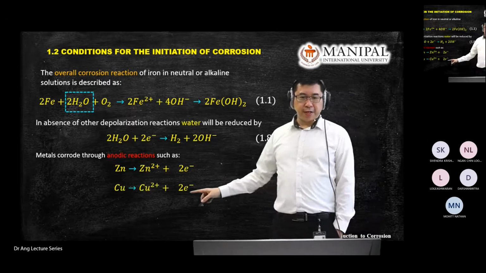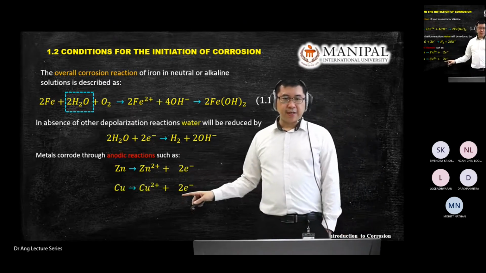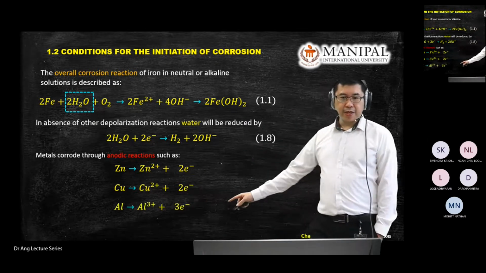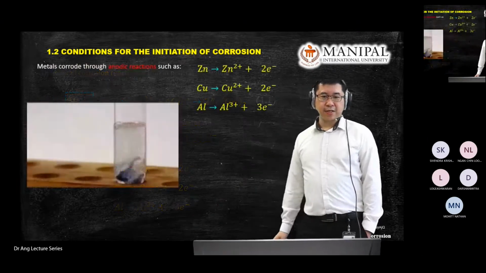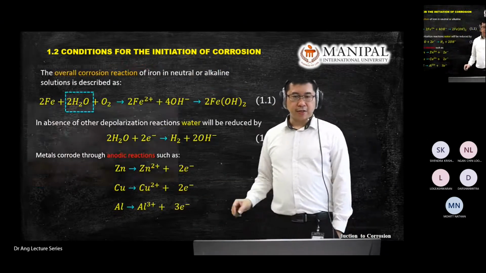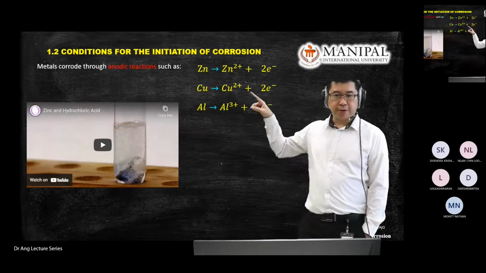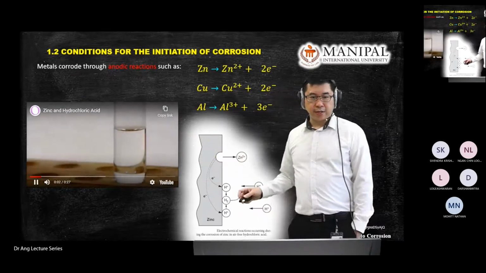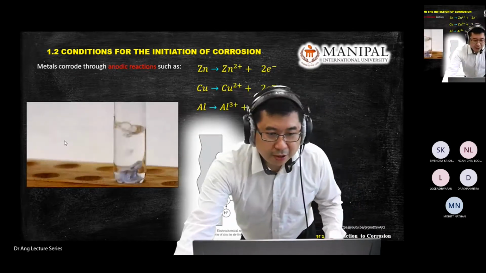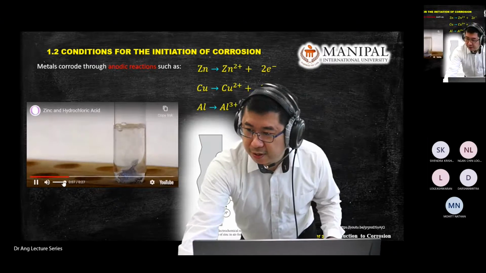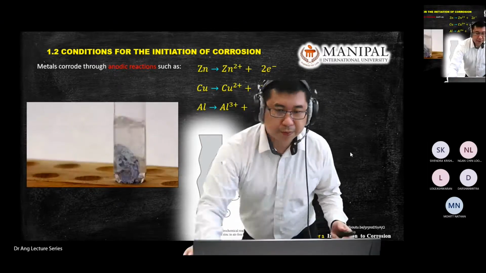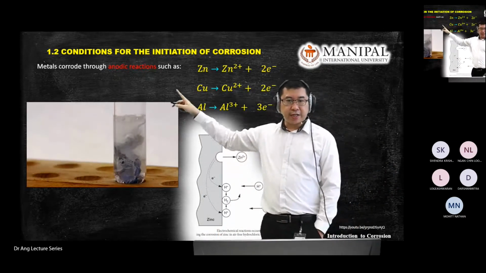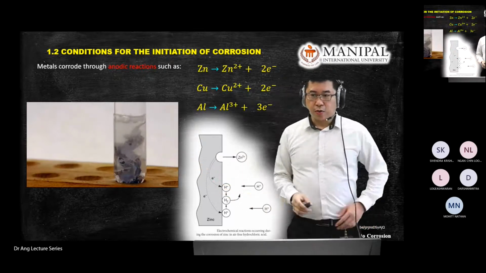Another example, copper. Copper, you get 2 plus means you get a charge there, and so on. Aluminium, 3 plus, and so on. Okay, so we have 3 process there, and there's a video there. Sorry, too loud. Okay, so you see the reaction of anodic reaction. In this case, is zinc. So let me stop the video.